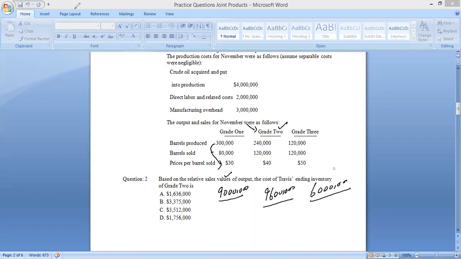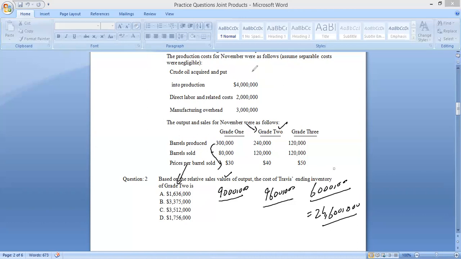We already have the sales value of all three products. Now I need to take the sum of all these three values. Once I take the sum, my answer is 24,600,000. So this is the sum of all three values, which are the sales values of the three products. Correct? Students, first of all I want to know how much share of cost the grade 2 product will get.